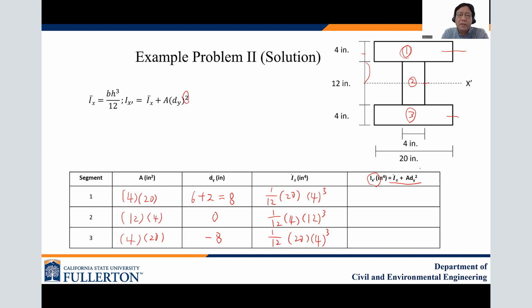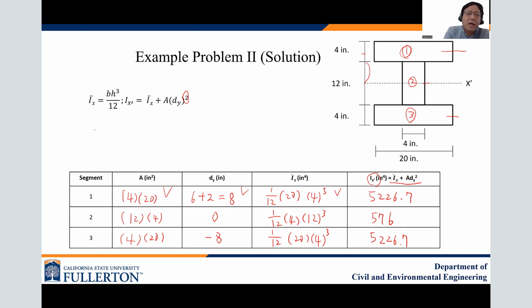with this equation: Ix, this value, plus A dy squared. With this, you can find 5,226.7 inches to the fourth power, right? And then this one is A dy squared, but dy is 0, so this value only. So this is 576. And then the bottom one, part 3, is the same.